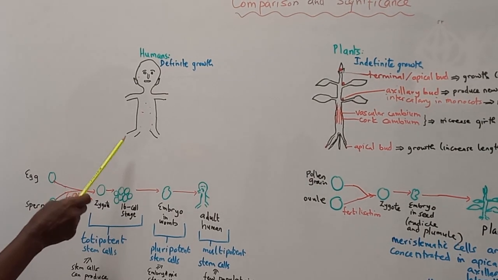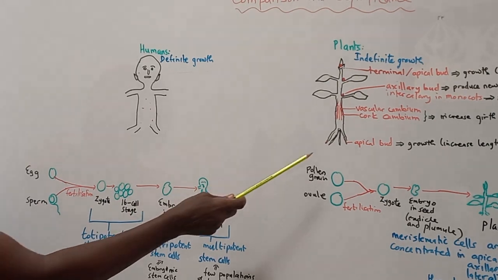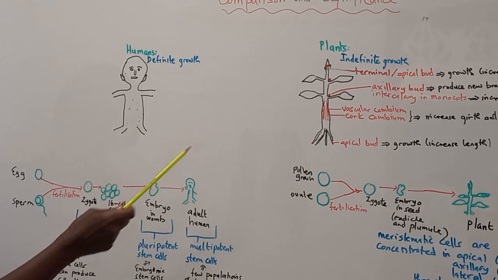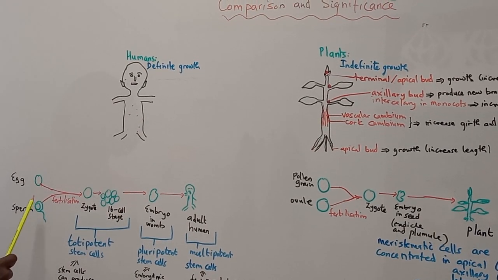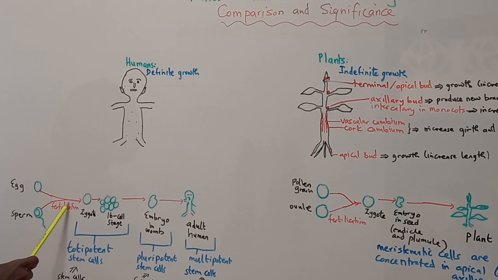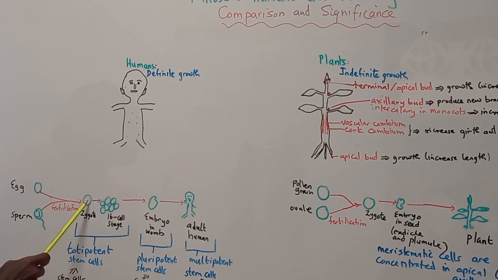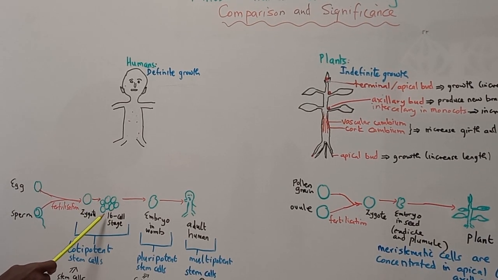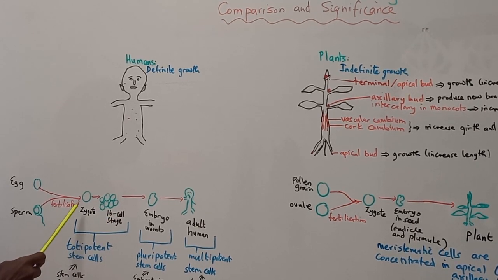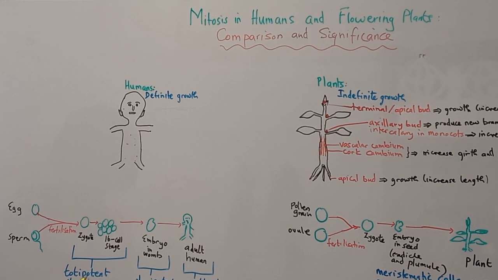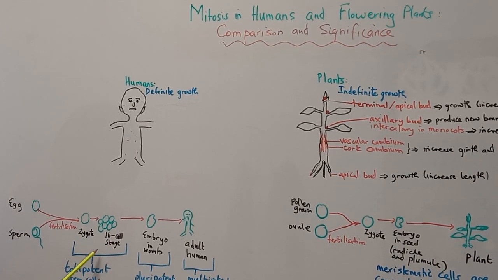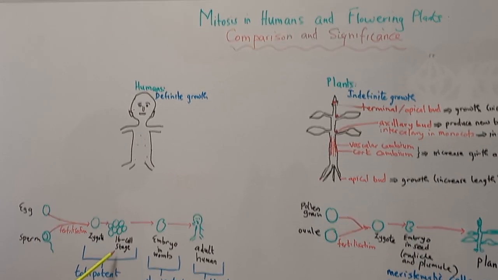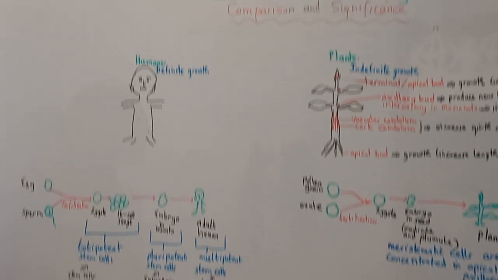Well, let's use this diagram of a human being and the diagram of a plant to do some comparison. Both plants and animals start the same way. You have an egg and a sperm. Fertilization takes place and you have a zygote. The zygote undergoes mitotic divisions very fast. By the time the zygote is at 16 cell stage, the stem cells are totipotent, meaning at this stage, the stem cells have the power to produce cells that differentiate into all other cell types.